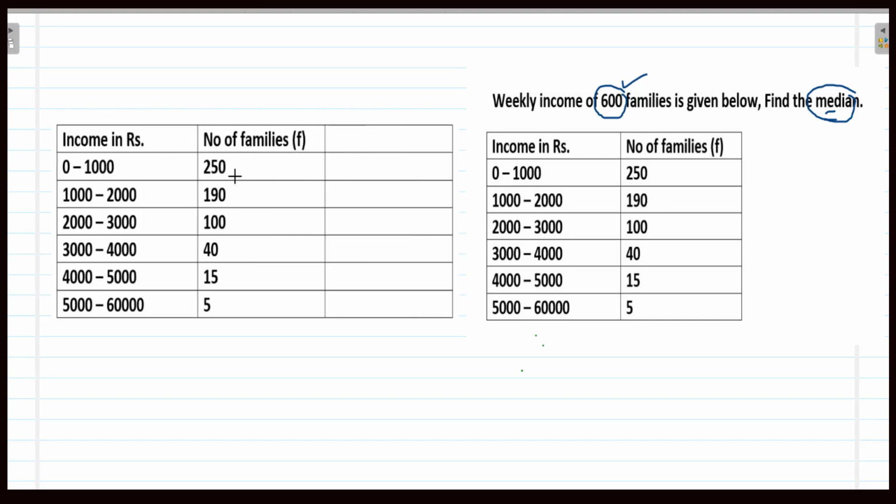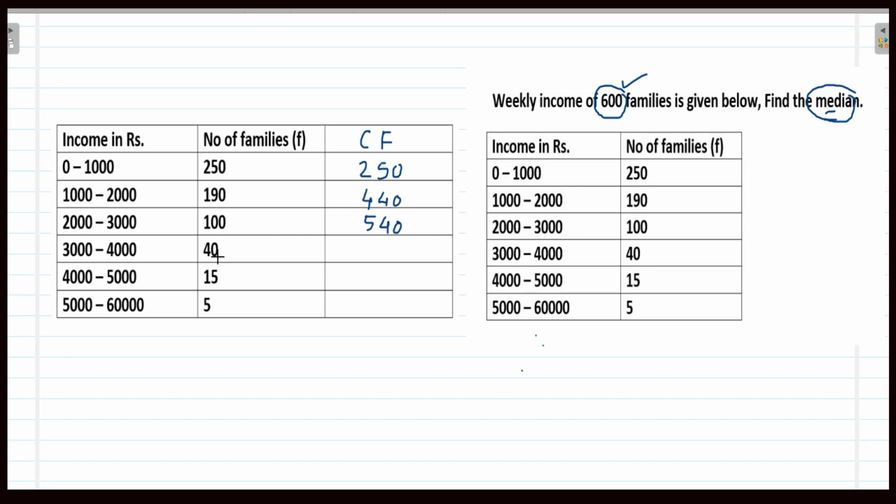So here is the table on the screen. The first column contains income in rupees, the second column contains the number of families, and the third column will be of cumulative frequency. To find the cumulative frequency, we first write the first frequency as it is, 250. Then to 250 we add the next frequency, so that will be 440. Then to 440 we add 100, so it will be 540.